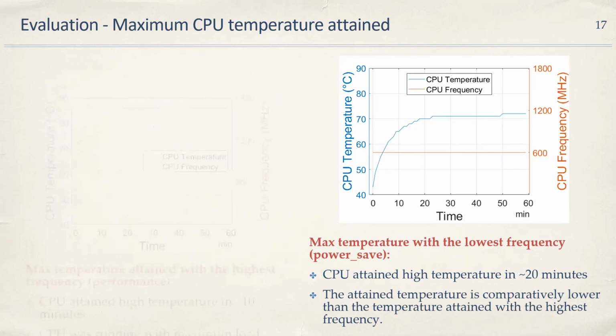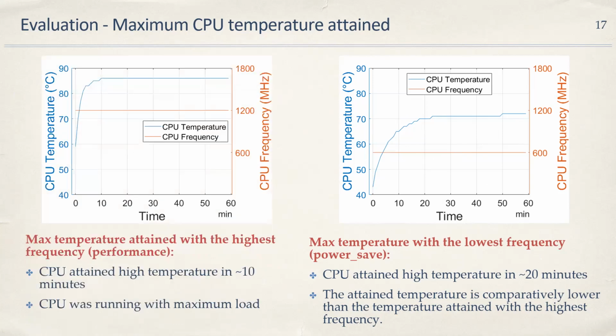Next, we also studied the CPU thermal behavior with the highest frequency in performance mode, which is 1200 megahertz. We saw that in almost half the time, approximately 10 minutes, it reaches the highest temperature, which is very dangerous, as it is almost near the CPU thermal shutdown. And then it continued at the same temperature because, again, we have an external fan to cool the cluster.